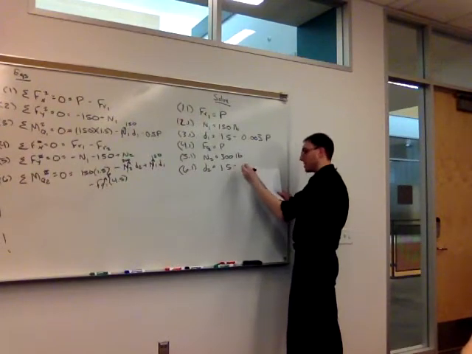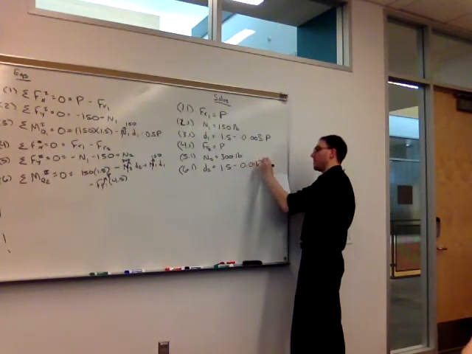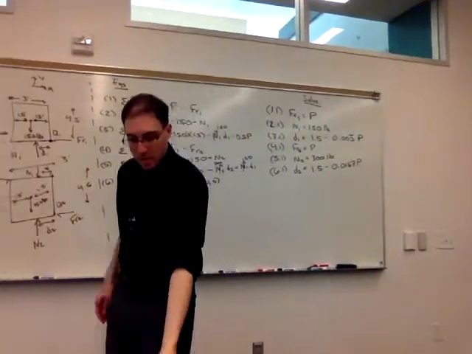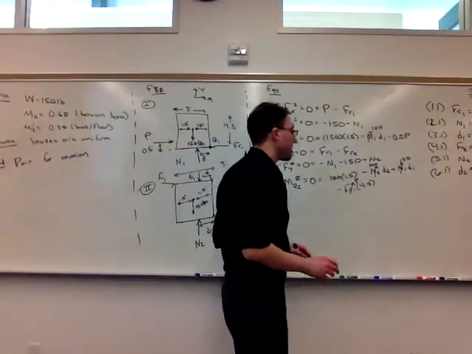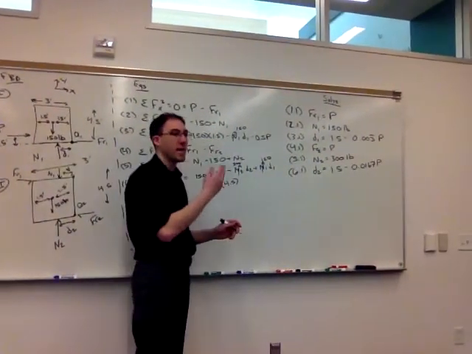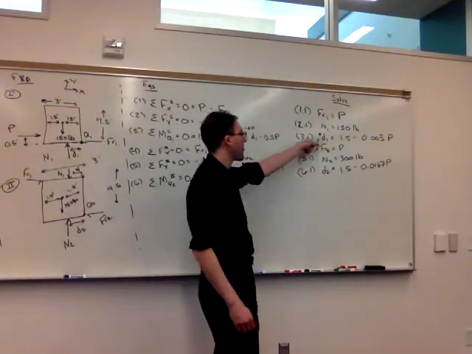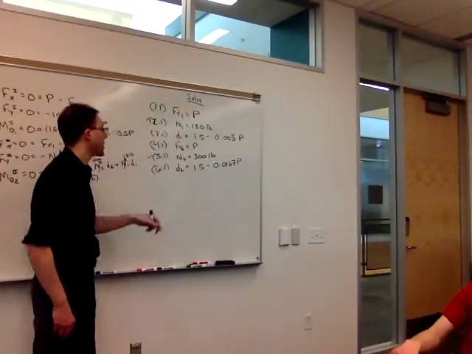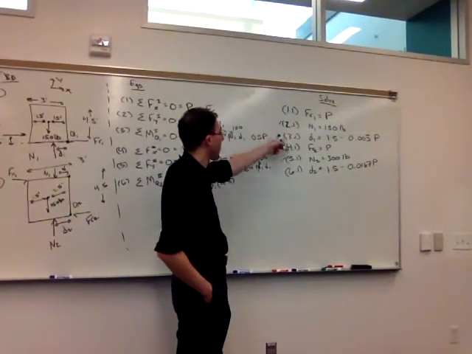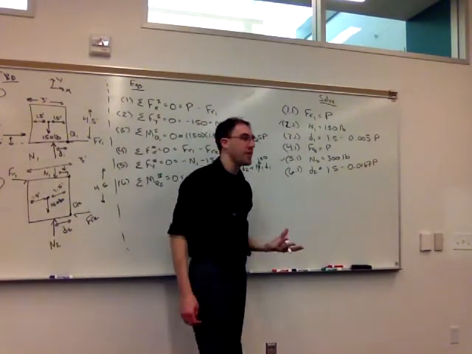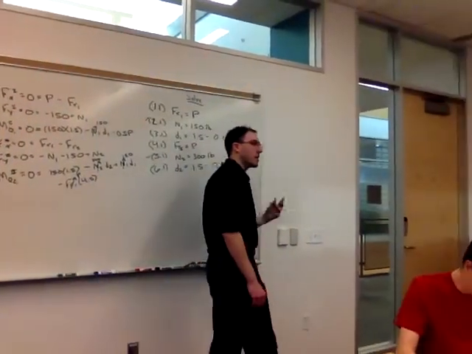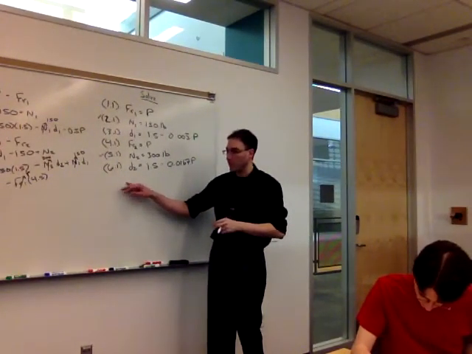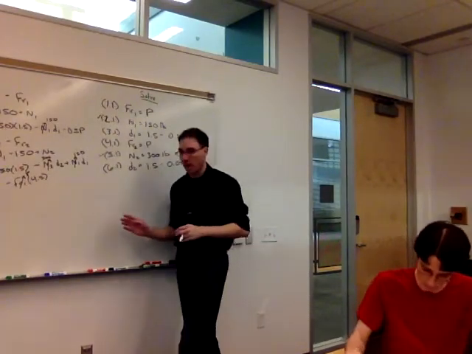So 1.5 minus 0.0167 times P. Those are all the equilibrium equations I can write: 3 for the first free body diagram, 3 for the second. I've rearranged them over here. I've used 2 of them to numerically solve for N1 and N2. I have 4 equations left, but there's still 5 things I don't know: FR1, FR2, D1, D2, and P. So it's not yet a solvable system of equations, but I'm out of equilibrium equations to write.